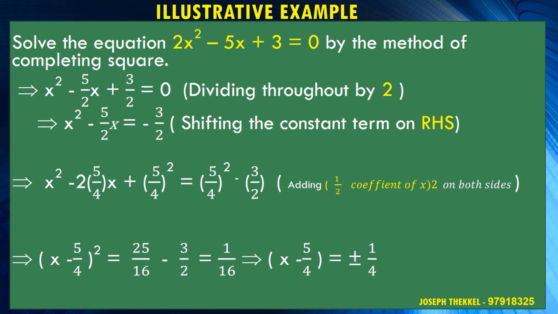Adding half coefficient of x whole square on both sides gives x square minus 2 into 5 by 4 into x plus (5 by 4) whole square equal to (5 by 4) whole square minus 3 by 2. So (x minus 5 by 4) whole square equal to 25 by 16 minus 3 by 2 equal to 1 by 16. Taking square root gives x minus 5 by 4 equal to plus or minus 1 by 4.